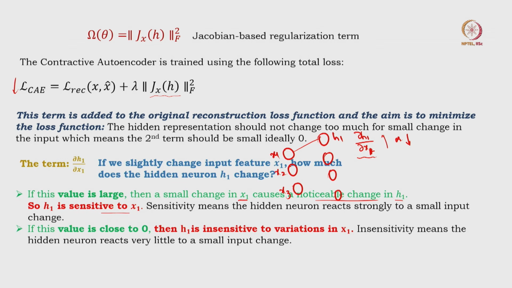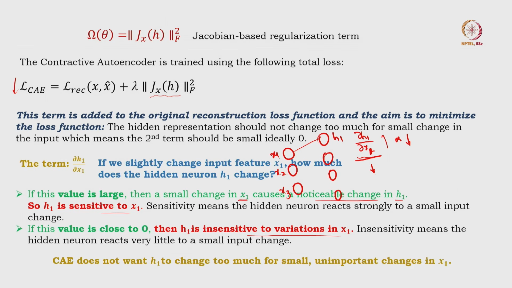On the other side, what if this value is very small? Which means that even for a small change in X1, H1 is not reacting much, which means H1 is completely insensitive to the variations in X1. Insensitive here means that the hidden neuron reacts very little to a small change in the input. Ultimately, contractive autoencoder mainly does not want H1 to change too much for unimportant changes in X1. So, this is the overall meaning.